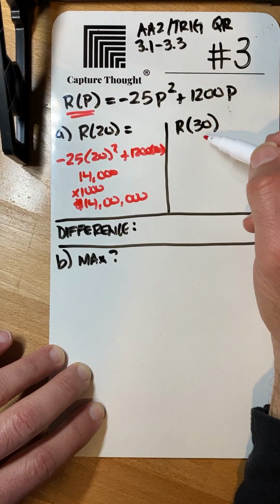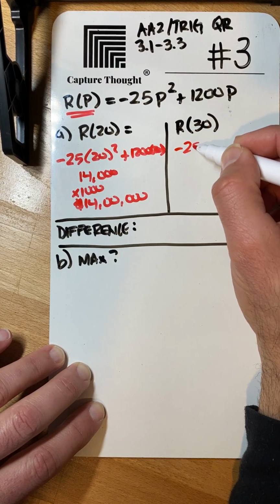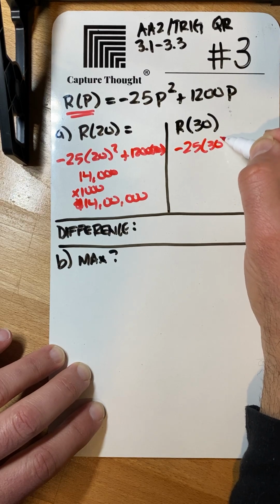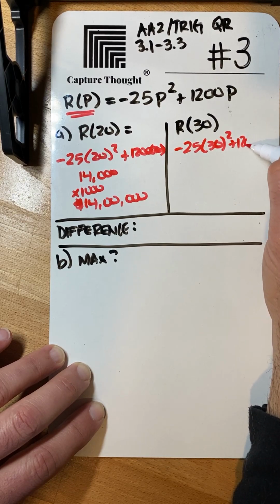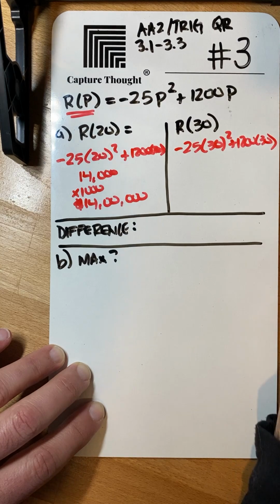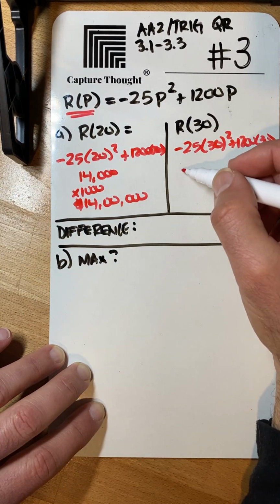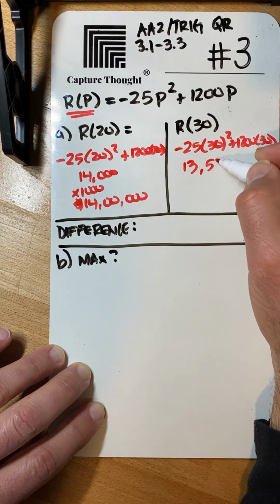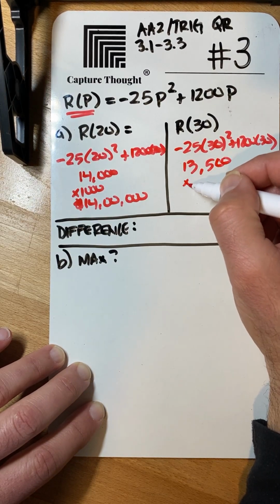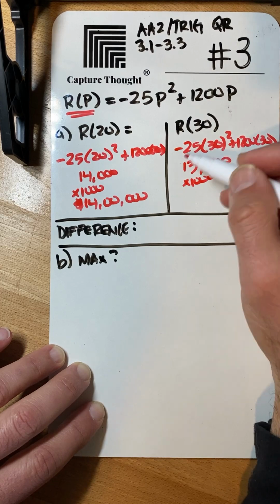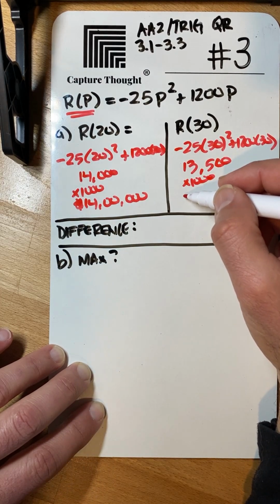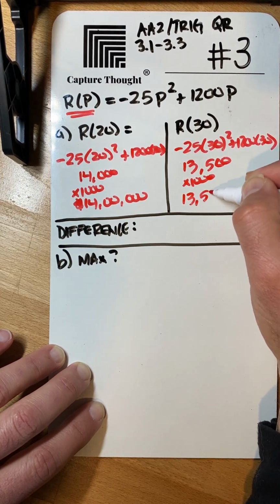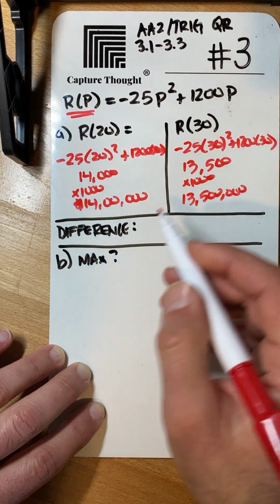Well, again, you want R of 30. So negative 25 times 30 squared plus 1200 times 30. Again, plug that into your calculator and you would get 13,500. And then we're going to multiply by 1,000 because again, it said that this is measured in thousands. So that would give you 13,500,000.